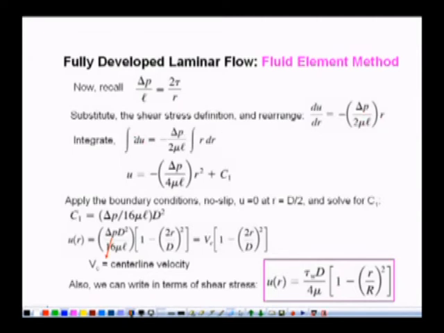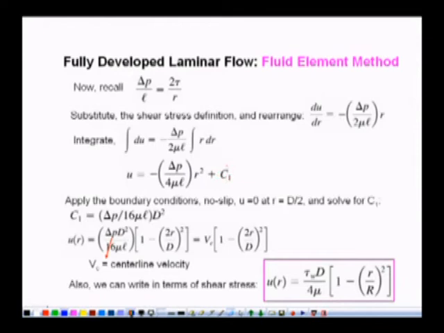Now, if we integrate this equation by bringing this dr here, integrate du equals minus del P, at a particular section this del P is constant, mu is constant, L is constant, only R and dr are variables. So, R dr is inside the integral sign. If we integrate, u is equal to minus del P divided by 4 mu L, which remains the same, times R square plus constant of integration C1.